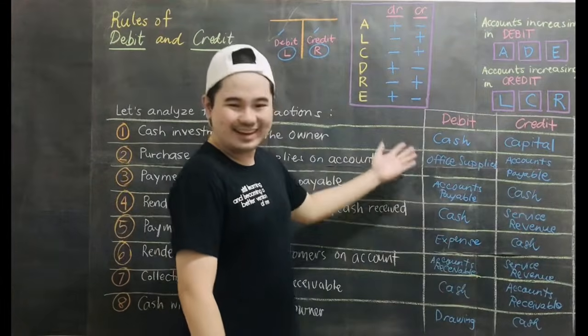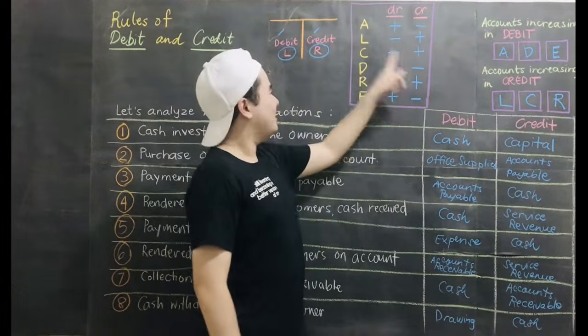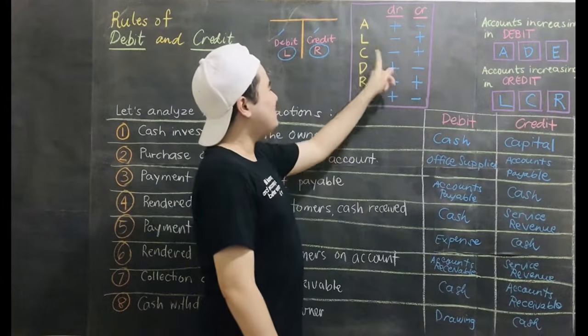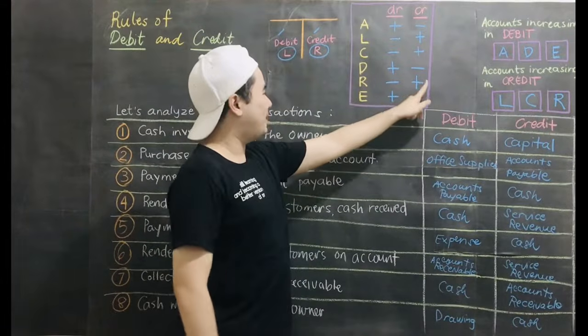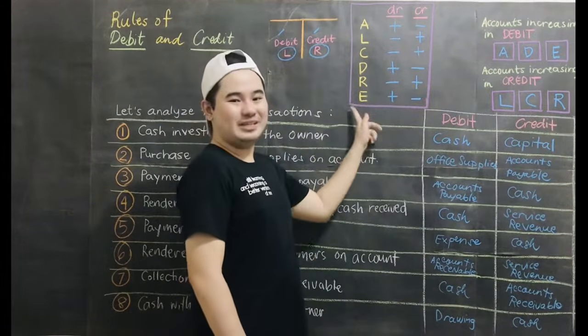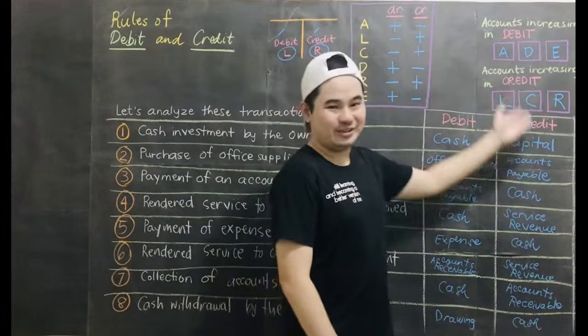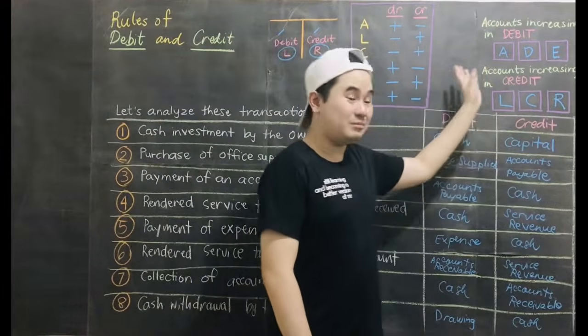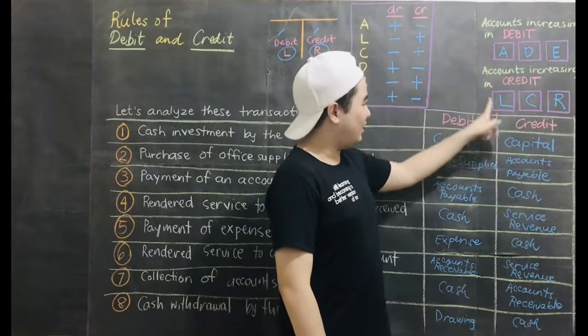Okay? Again, A plus minus, L minus plus, C minus plus, D plus minus, R minus plus, E plus minus. Or pwede rin ito. Kung gusto nyo maintindihan to ng mas madali, o di si Adele ay nagpunta sa CR.